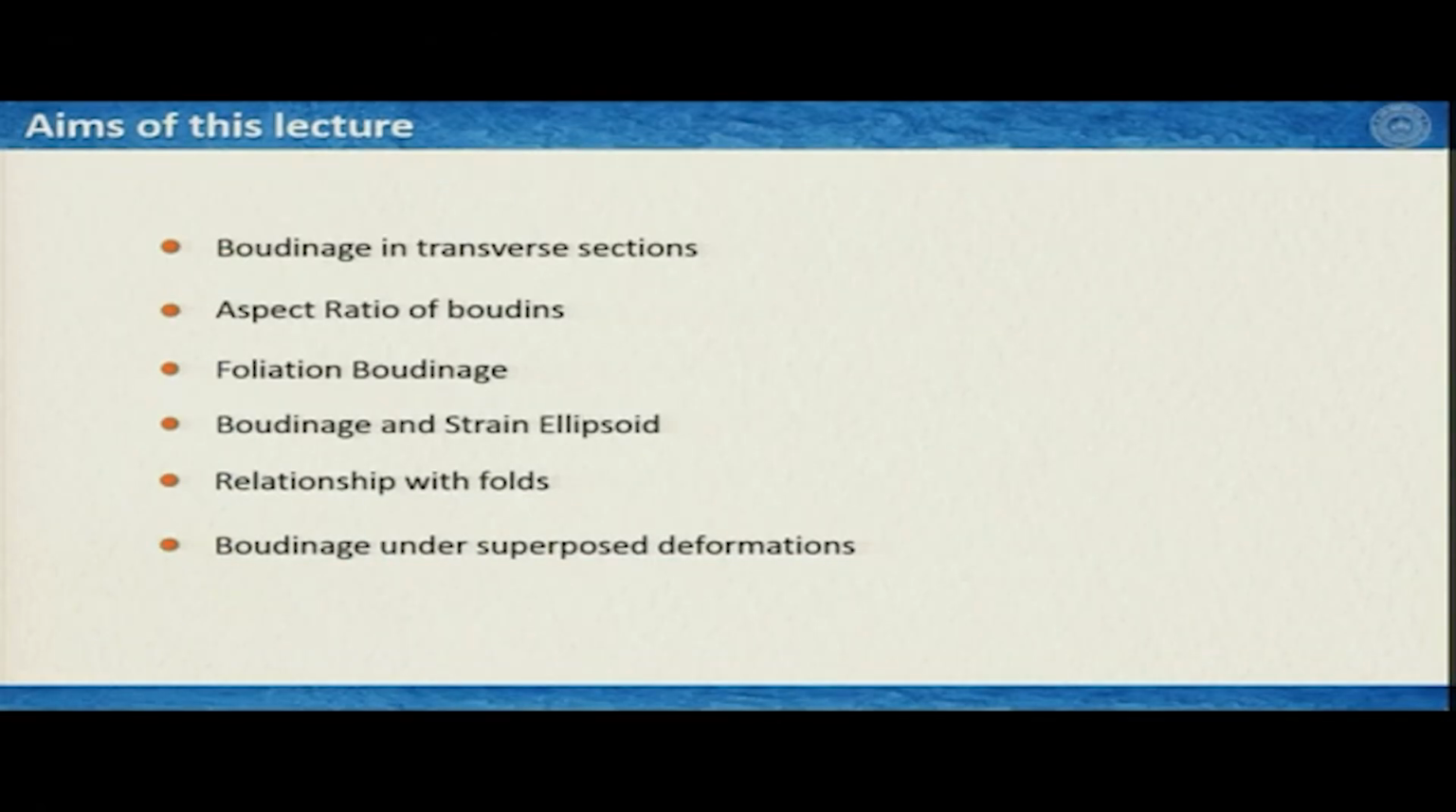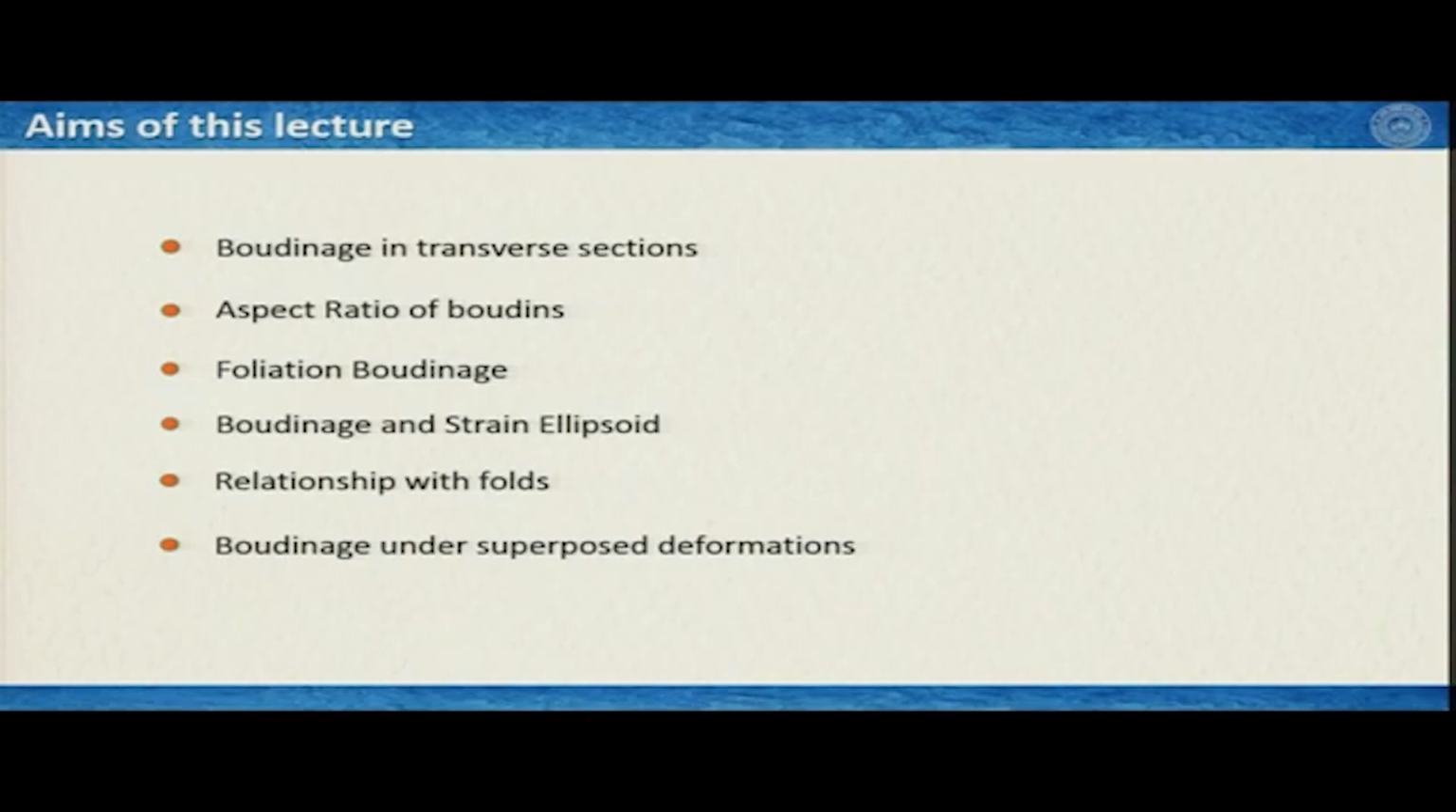The first we will look at Boudinage in transverse sections. We have learned a few terminologies in the previous lecture, but in this lecture we will mostly look at their processes, that is, how we actually generate different types of cross sections in the transverse sections. And then we will look at a very special topic, which is aspect ratio of Boudins. Then we will see the foliation Boudinage. We learnt about it while we were classifying this. We will talk a little bit more on this because it demands special attention.